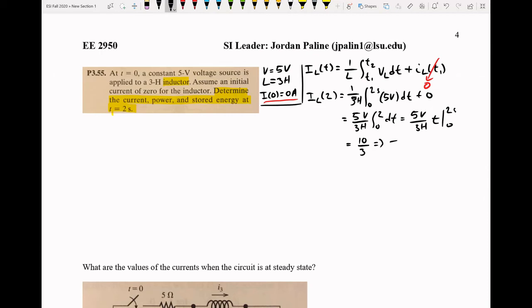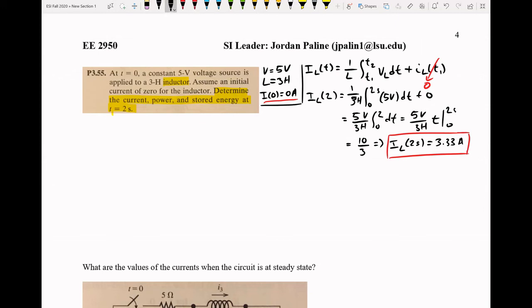Therefore, the current at 2 seconds of the inductor will be equal to 3.33 amps. Okay, so that's the first part.